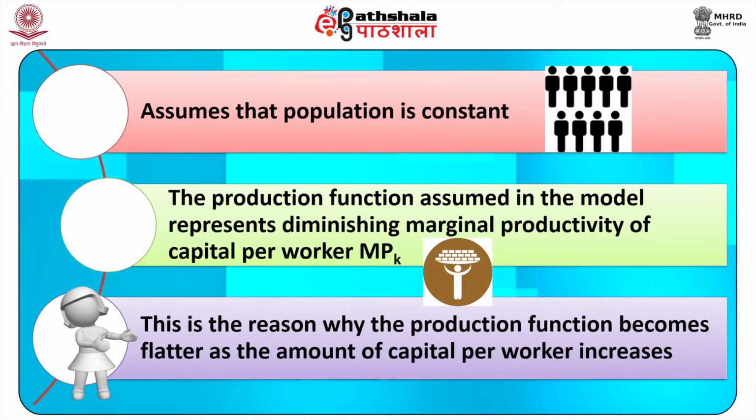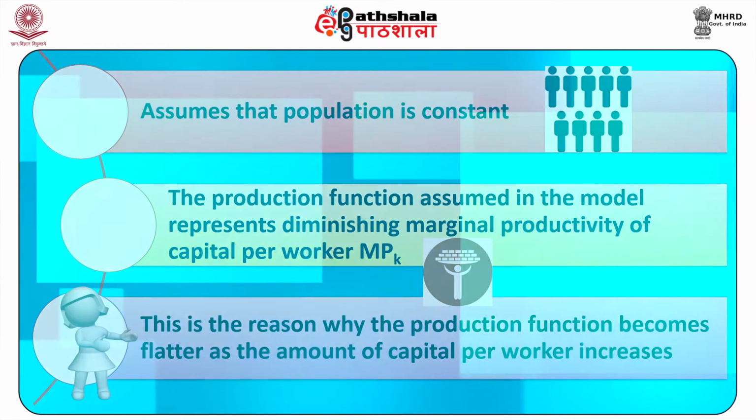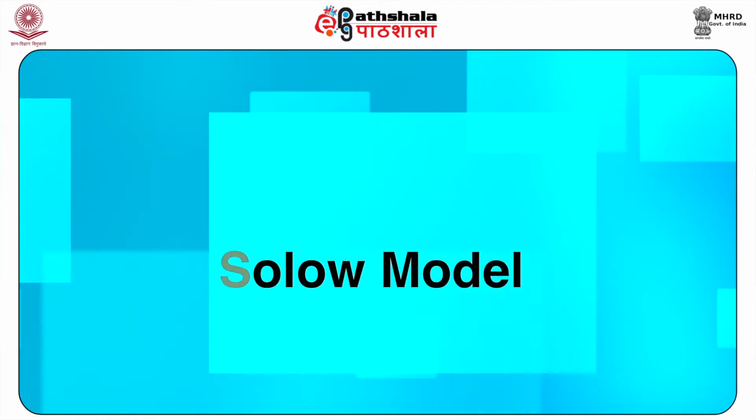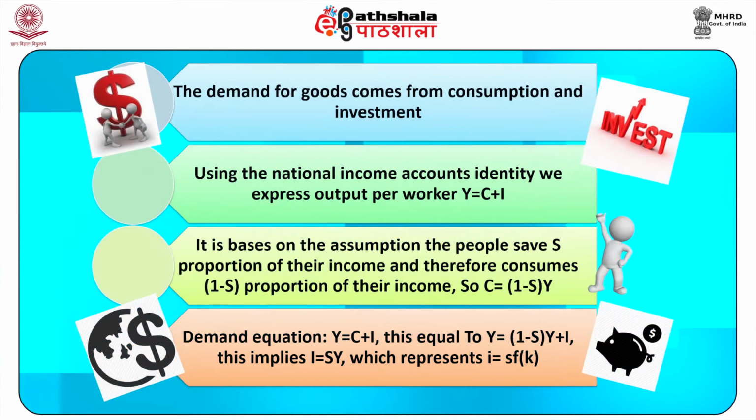The production function assumed in the model represents diminishing marginal productivity of capital per worker, MPK. This is the reason why the production function becomes flatter as the amount of capital per worker increases. Now let us talk about the demand side of the model. Assuming a two-sector model, the demand for goods comes from consumption and investment.